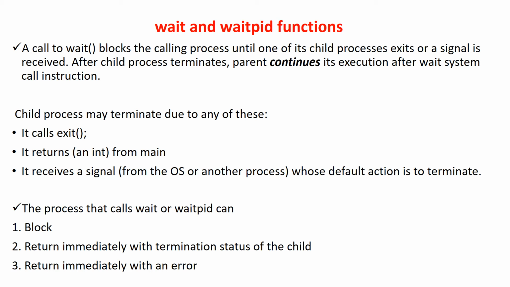Otherwise it returns immediately with the termination status of a child, or it returns immediately with an error. When the process calls wait or waitpid, it blocks in the normal case. Otherwise it returns the termination status of the normal child process. Otherwise it shows an error at the time of running the program.